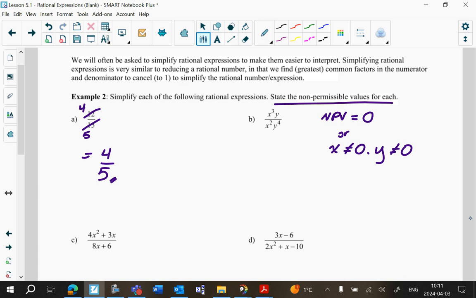So I need to do that before I reduce. Don't state the non-permissible values after you reduce, because you're going to miss them. Okay. To reduce it, like this.